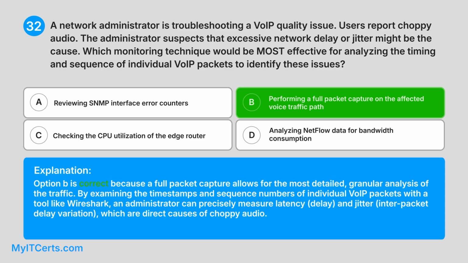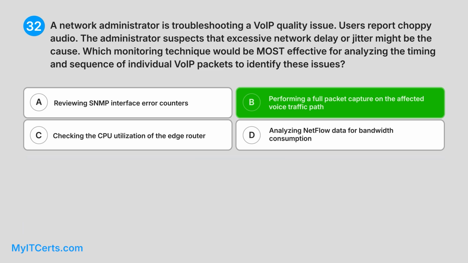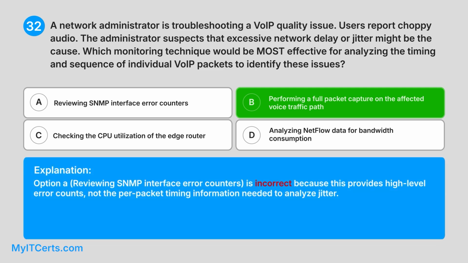Explanation. Option B is correct because a full packet capture allows for the most detailed, granular analysis of the traffic. By examining the timestamps and sequence numbers of individual VoIP packets with a tool like Wireshark, an administrator can precisely measure latency, delay, and jitter, inter-packet delay variation, which are direct causes of choppy audio. Option A, reviewing SNMP interface error counters, is incorrect because this provides high-level error counts, not the per-packet timing information needed to analyze jitter.